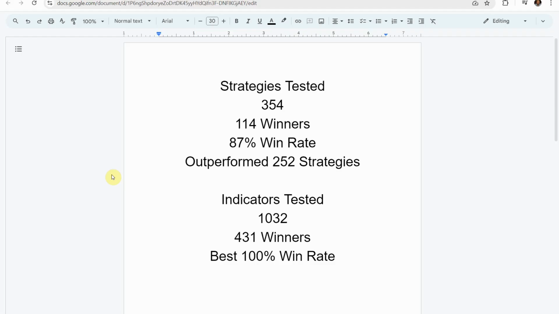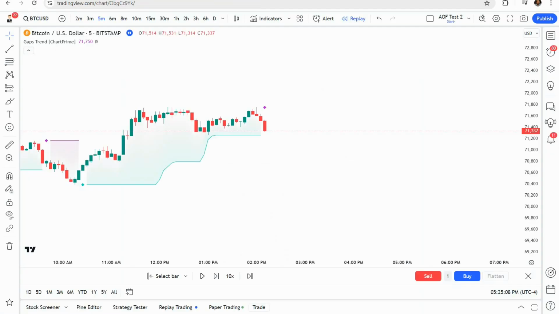Alright, as I said, today we will be testing a crypto scalping indicator. Before we do though, I wanted to put the testing scoreboard up for everyone to see. So to date, we have tested a total of 354 different strategies, with 114 of them being winners. The best one so far was able to achieve an 87% win rate. That was achieved using the Academy of Forex indicator. And so far, since we've been keeping track, it has outperformed 252 of the other strategies that we have put it up against, every single one so far. We've also tested a total of 1,032 indicators, with 431 of them being winners.